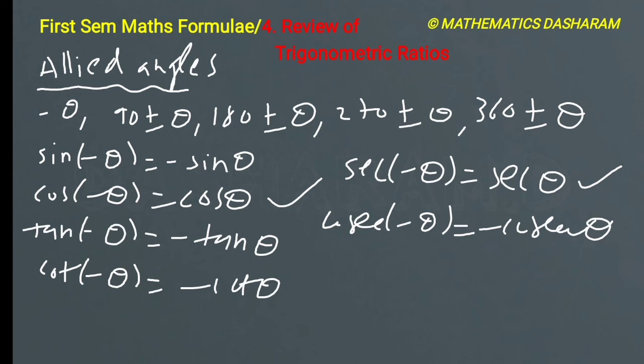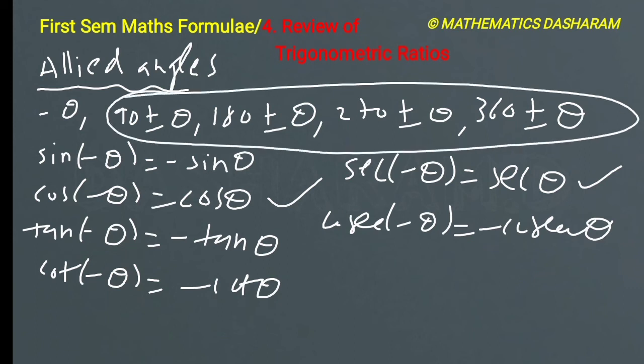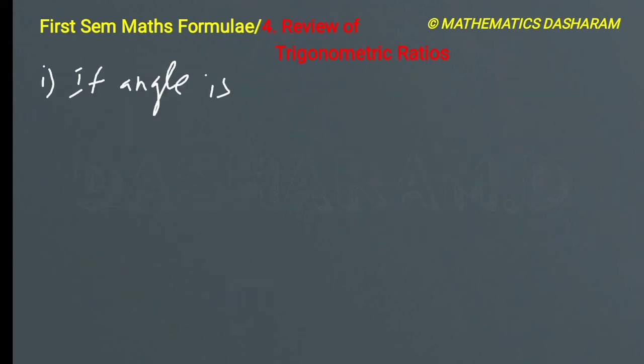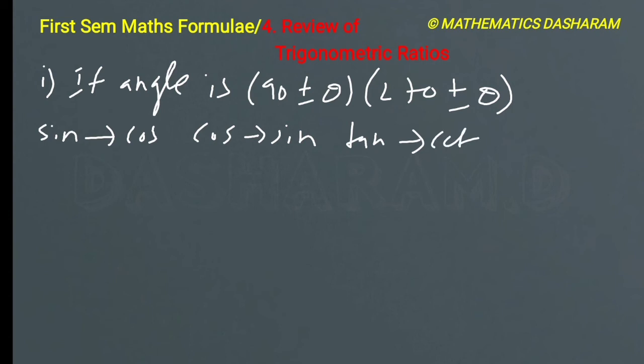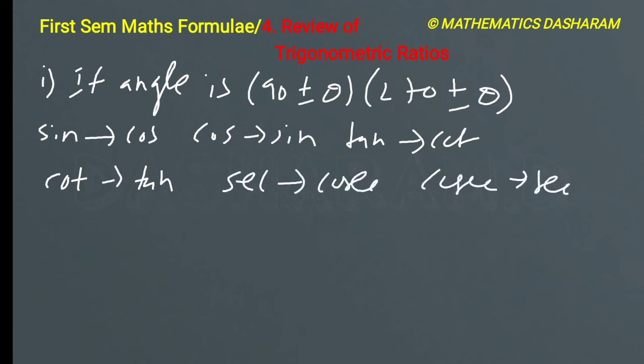So what about remaining angles? For this we have a separate process. If the angle is 90 plus or minus theta, 270 plus or minus theta, then the trigonometry ratio will be changed. So sine will change to cos, cos will change to sine, tan will change to cot, cot will change to tan, sec will change to cosec, and cosec will change to sec.